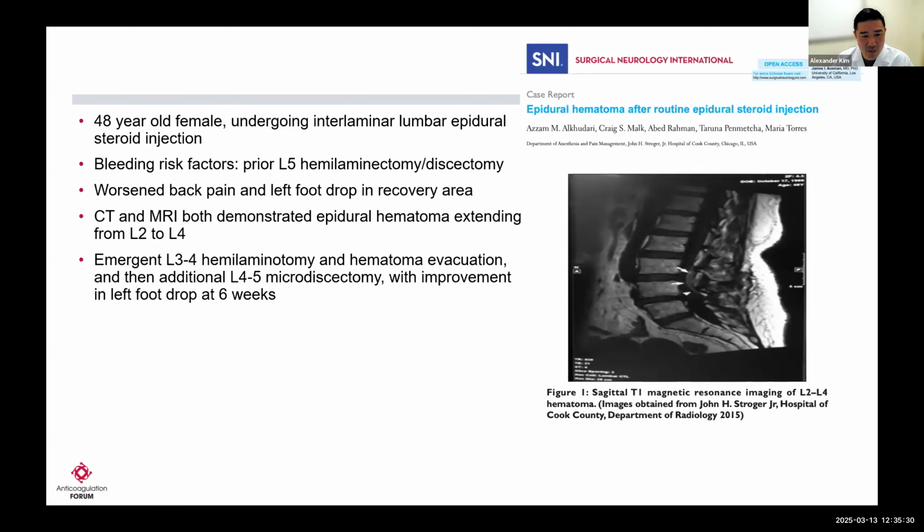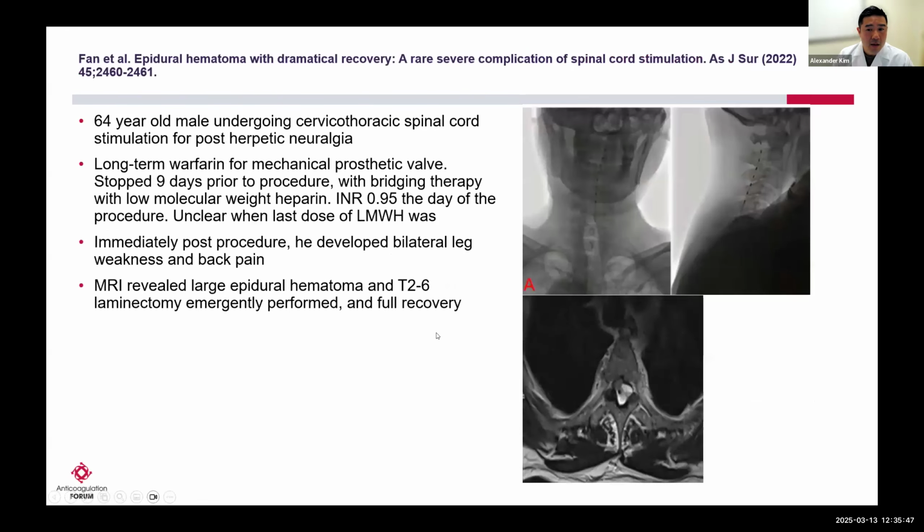So in the recovery area, that patient had worsened back pain and a new left foot drop. And then urgent CT and MRI showed an epidural hematoma, as you can see, denoted by these 3 areas from L2 to L4. And the patient underwent an emergent L3-L4 hemilaminotomy and hematoma evacuation, and thankfully had improvement of symptoms by 6 weeks. So again, same complication, but a different type of procedure.